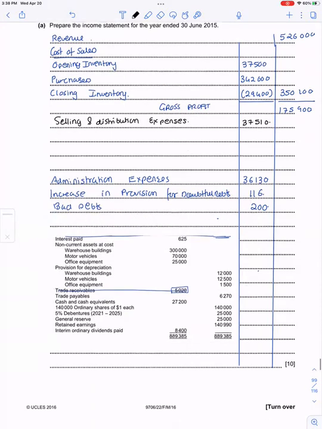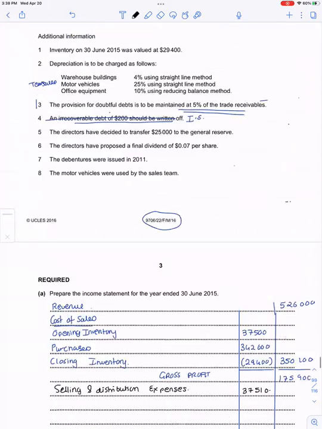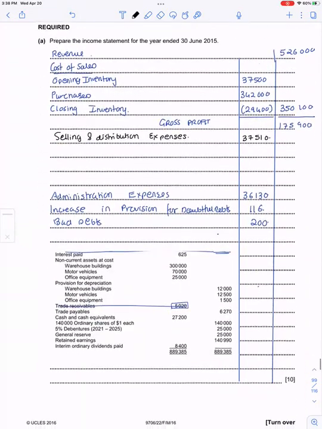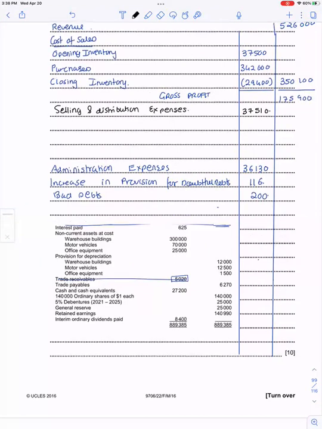One adjustment was there and they said, what did they say? Motor vehicle was used by the sales team. So depreciation on motor vehicle will come over here. What else will come over here? Warehouse building is used to store the products that we are going to sell. So depreciation of warehouse building will also come over here.